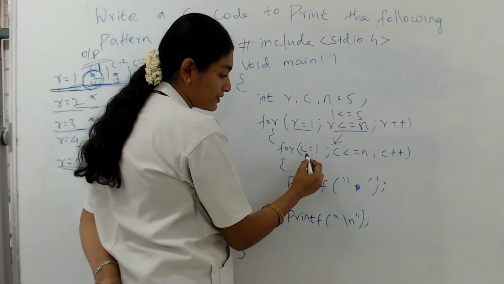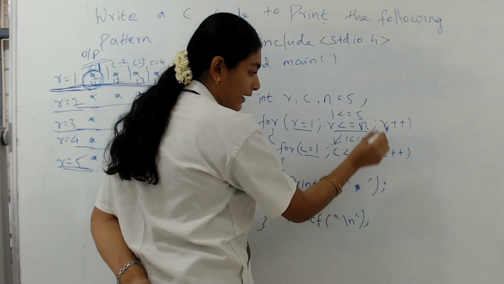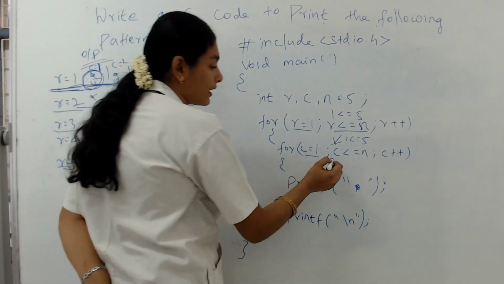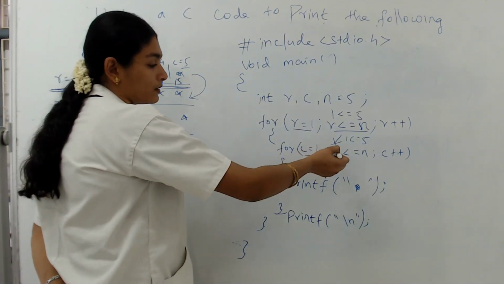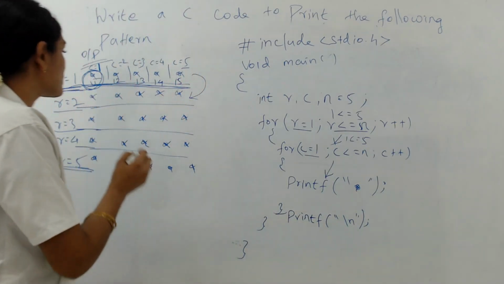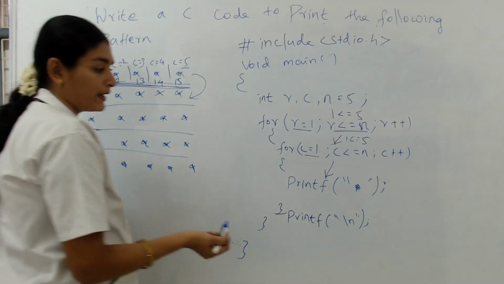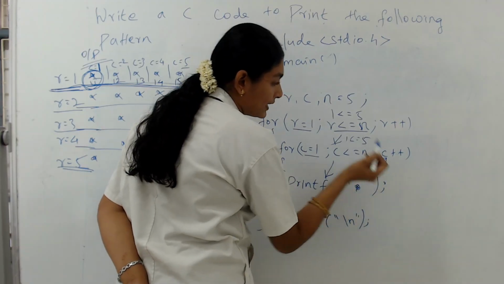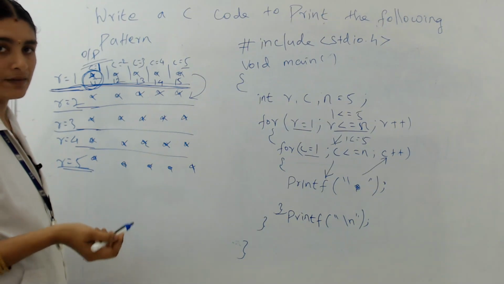Next, come to the inner for loop. Now what is the value of C? C equal to 1. Check the condition. 1 less than or equal to 5. Is it true or false? Yes, true. Next, the body of the loop will be executed. The printf star statement will be executed. So star is printed in this position, the 1, 1 position. After that, what will happen? After completing this printf statement, control will jump to the inner incremental part. So the C value gets updated by 1.